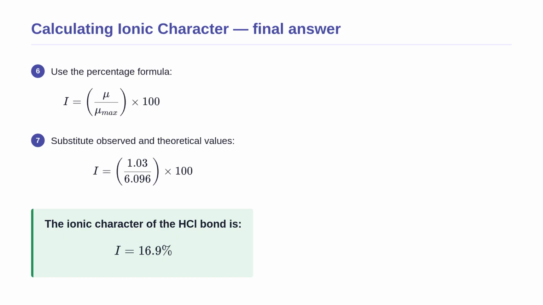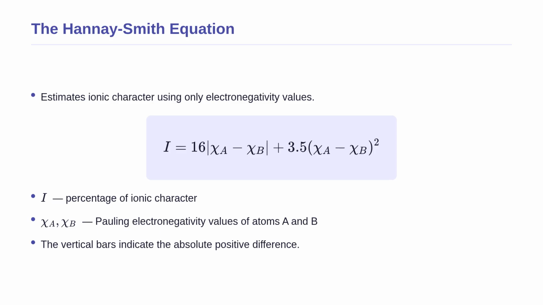This physically tells us that the hydrogen chloride bond is primarily covalent, but it has a significant ionic flavor to it, achieving nearly 17% of a fully ionic bond's polarity. So we have successfully calculated ionic character using experimental data. But what if we do not have laboratory measurements for the dipole moment?